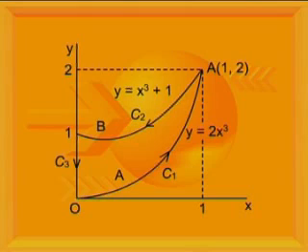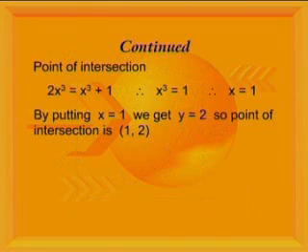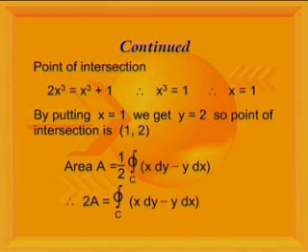We have taken them in anti-clockwise direction, and we will integrate now the integral of x dy minus y dx about this closed curve. That will give us twice the area bounded by this closed curve. So we will be getting twice the area of that region.